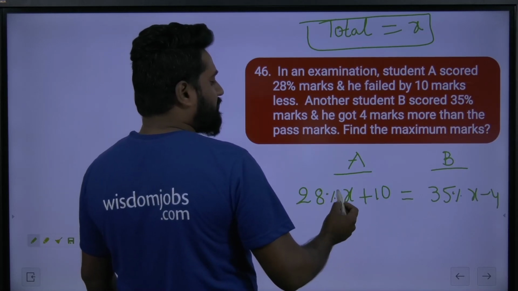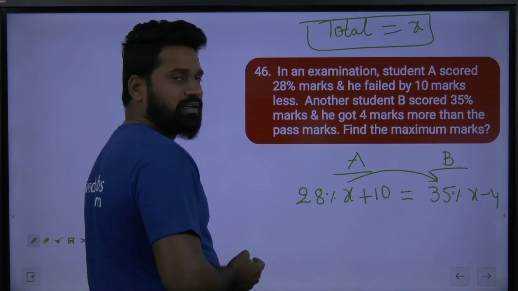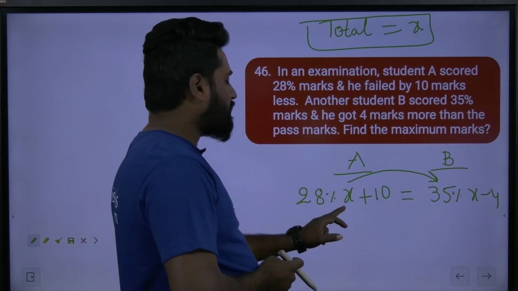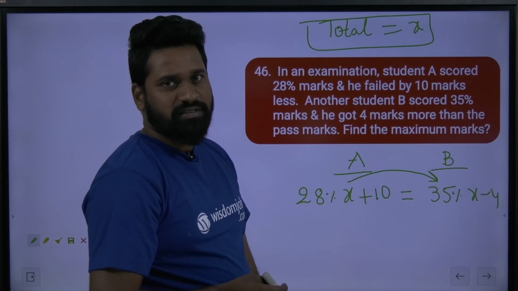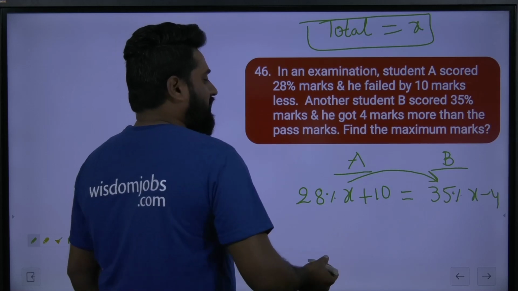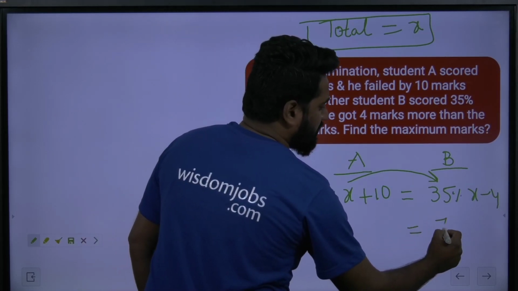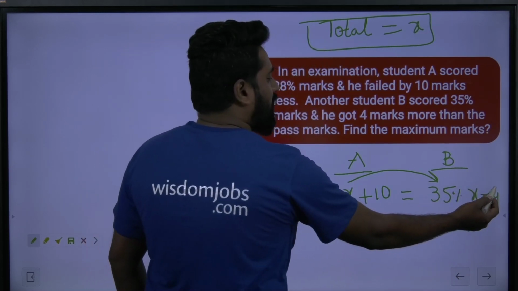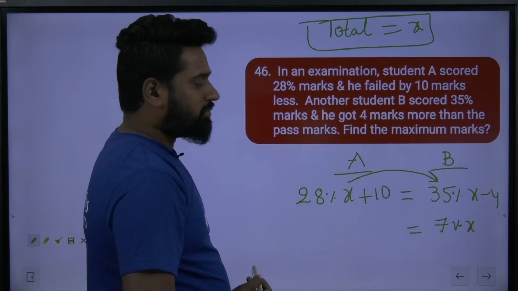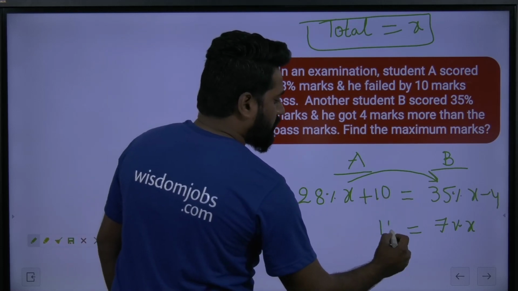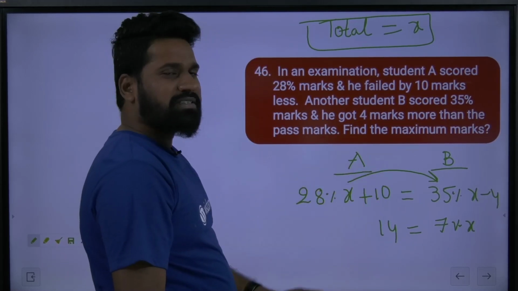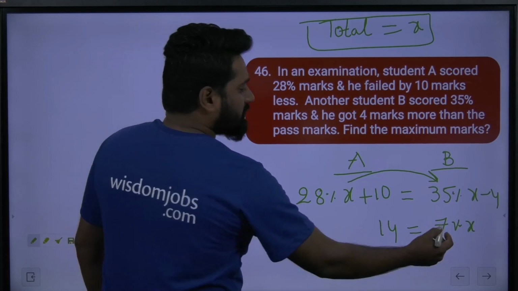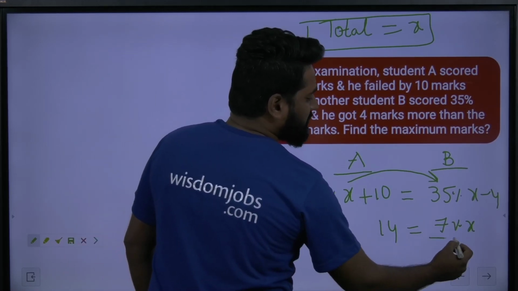So here 28%, take that side. 35% of X minus 28% of X. How much does it become? So that is 7%. So 7% of X. Here minus 4 you have, take this side, it becomes plus 4. So 10 plus 4, 14. 7% of X is equal to 14. So 7% is nothing but 7 by 100.